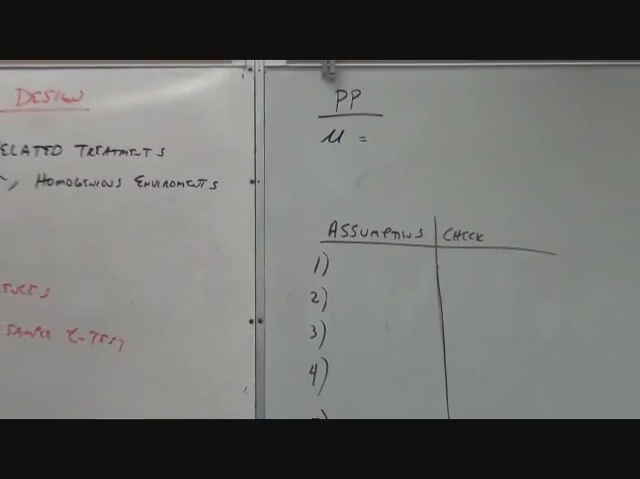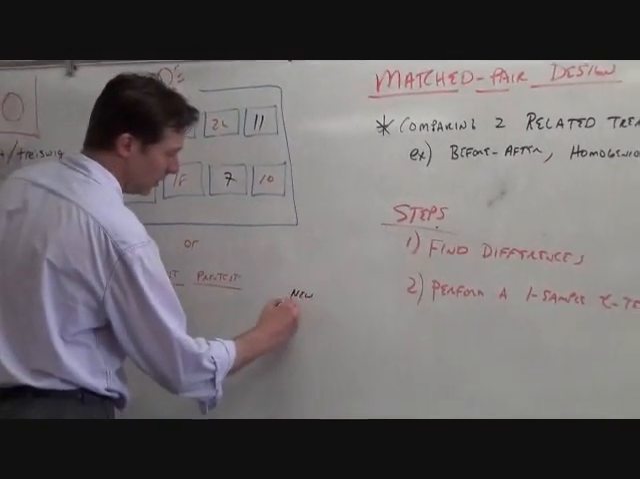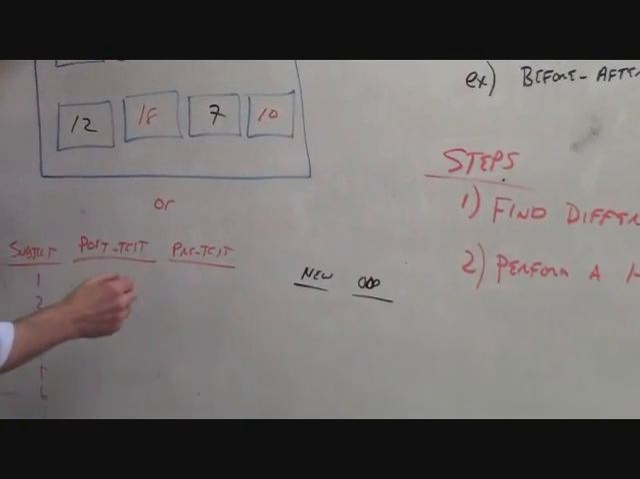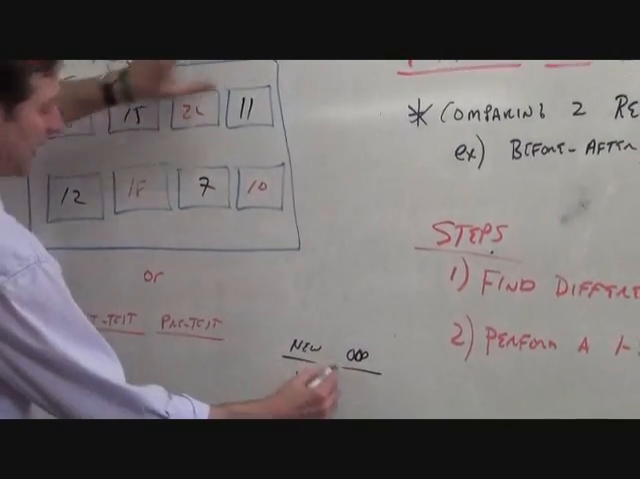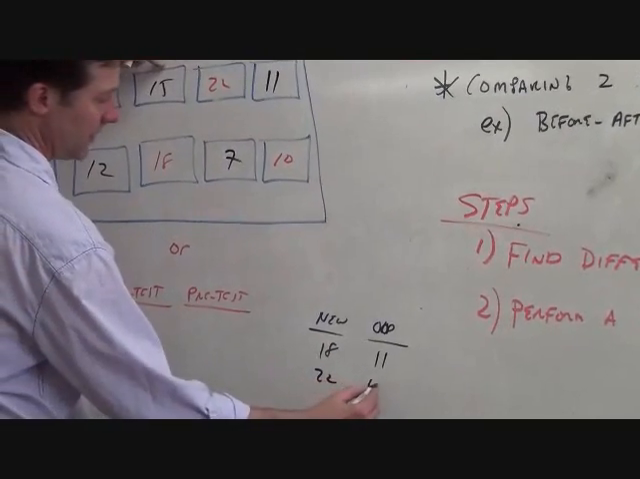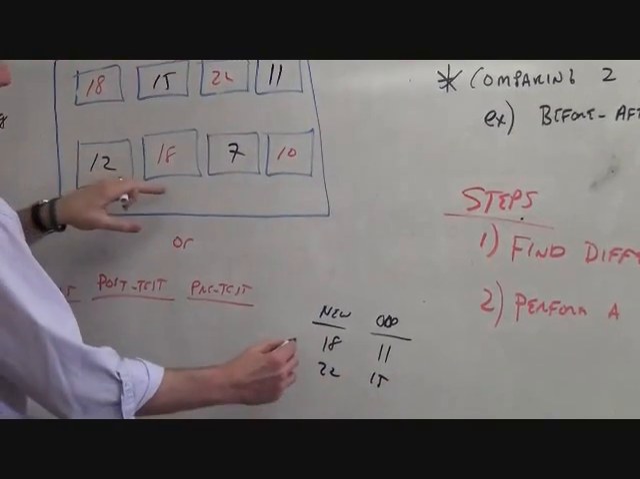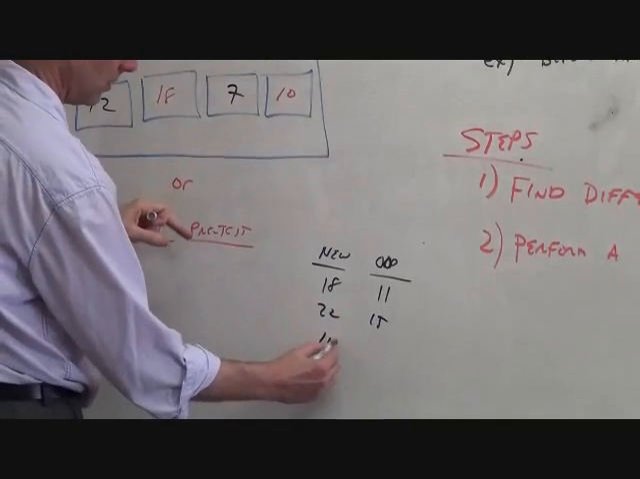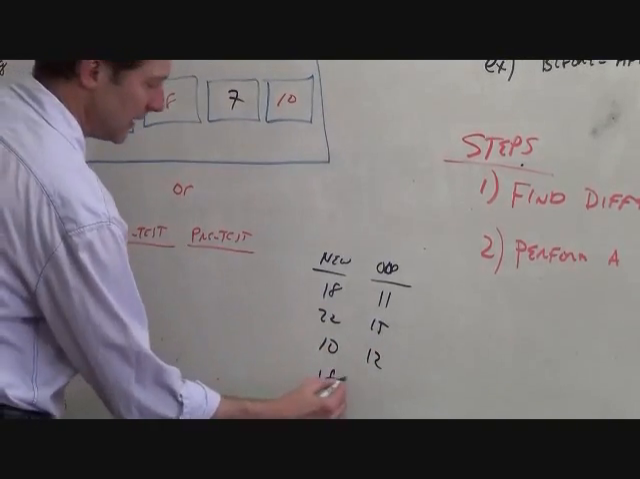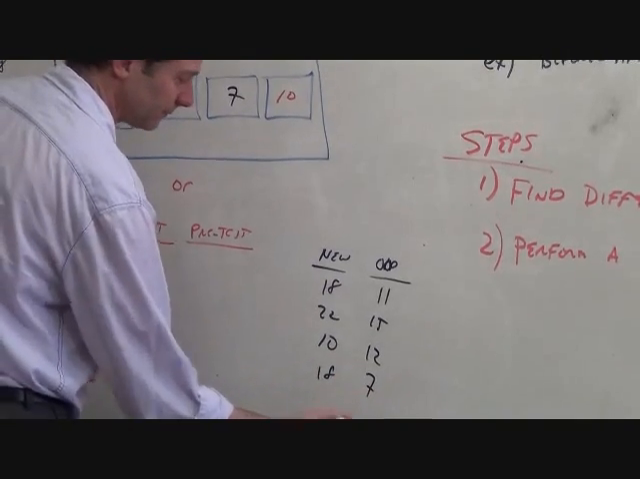So for this particular problem, we make up a couple of columns. So we've got maybe the new and the old fertilizer. What do we have here? New fertilizer had 18, the old had 11. New fertilizer 22, old 15. New fertilizer 10, old was 12. And new fertilizer 18 and old was 7.